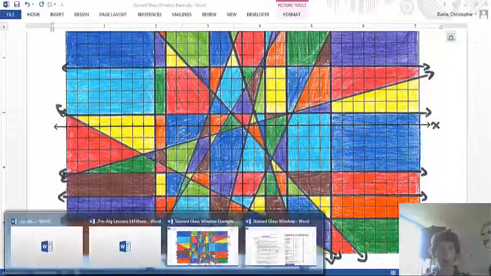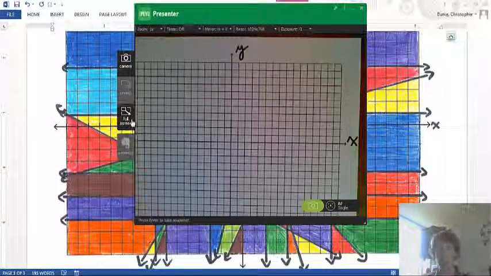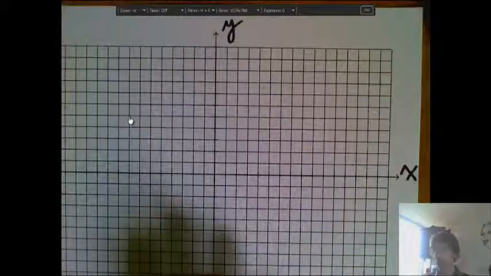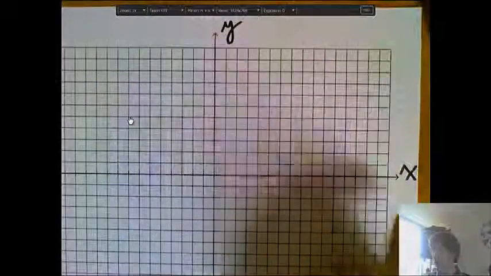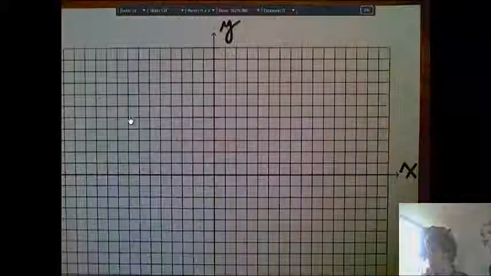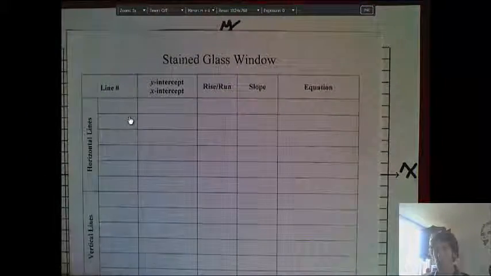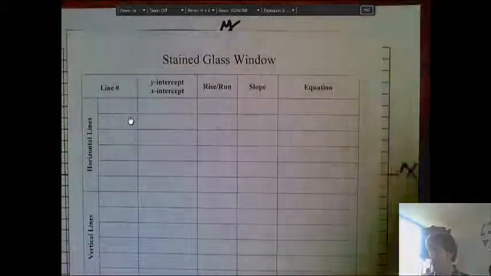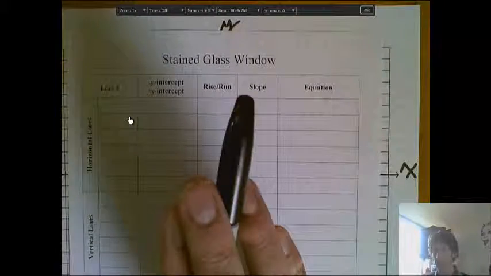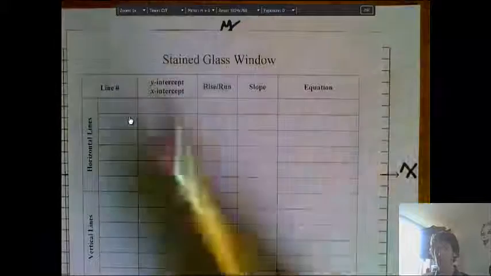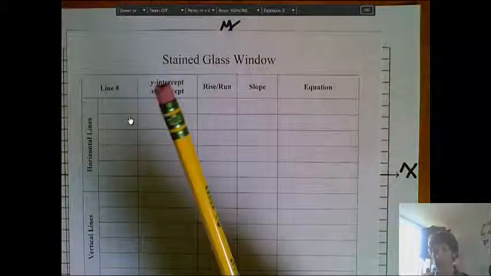So for starters, what we need to have is a grid paper. Identify our y-axis and our x-axis. And then from there, our organizational table that helps us to find out where our lines are going to go, what they're created by. I'm going to be using markers so you can see it more easily. However, I want you doing your work in pencil in case you make mistakes.